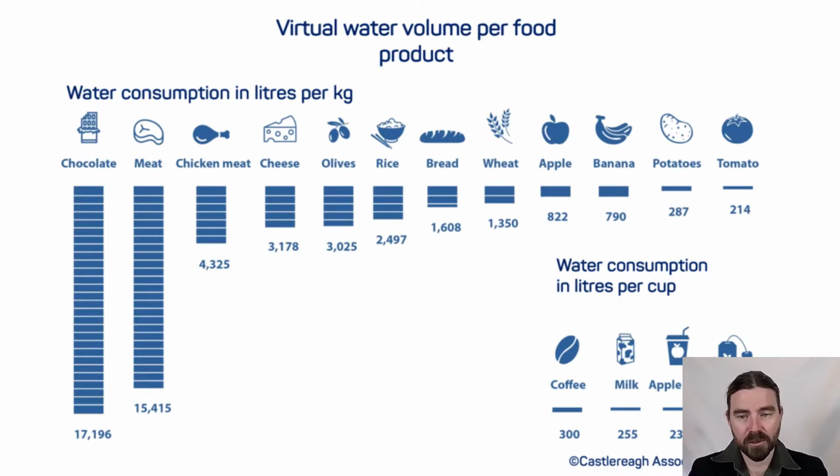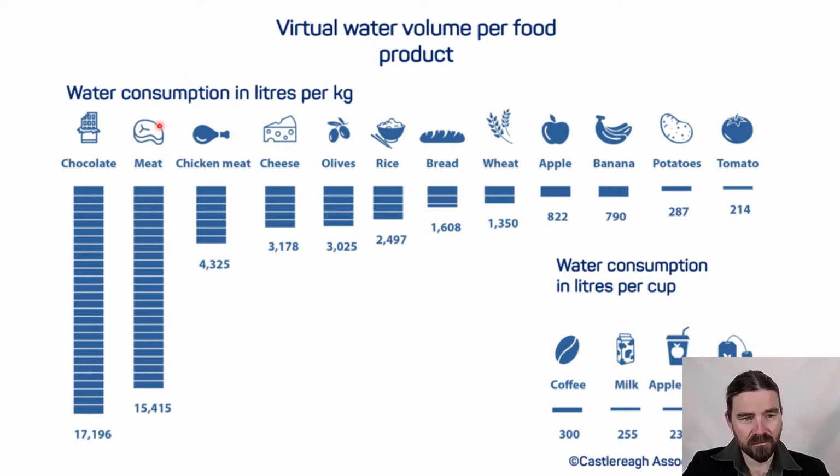So this is a really good comparison. Have a look at that. Even a cup of tea takes 27 litres of water to make. Coffee, it's way more. Now look at that. Coffee takes a crazy amount of virtual water. So 17,000 litres of virtual water to make 1 kilogram of chocolate. That's even more than meat.